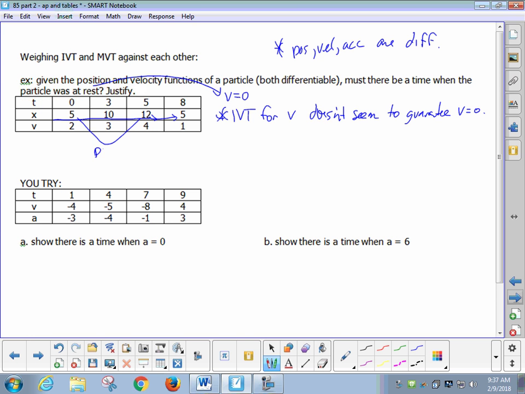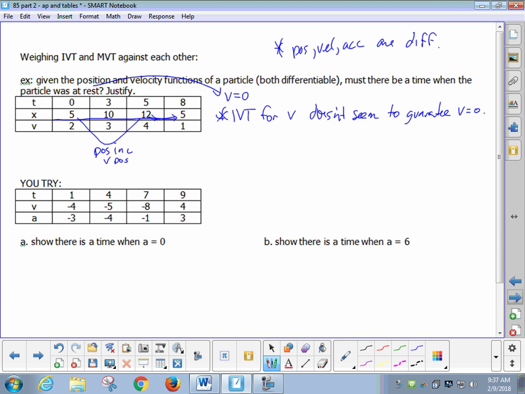like position is increasing. Now, again, don't read too much into the table. I don't know if it moved monotonically that way the whole time. It could have moved back and forth. But surely position increased somewhere in there. At some instant, it had to have been positive, right? Velocity had to have been positive.